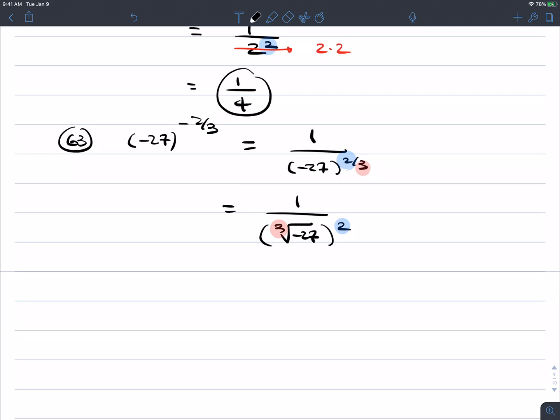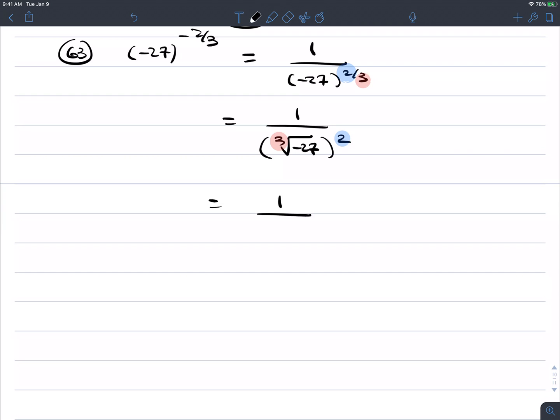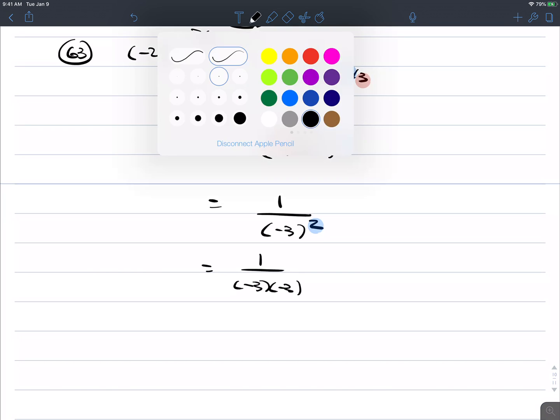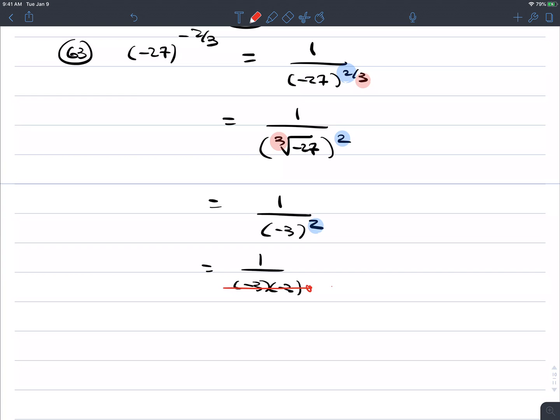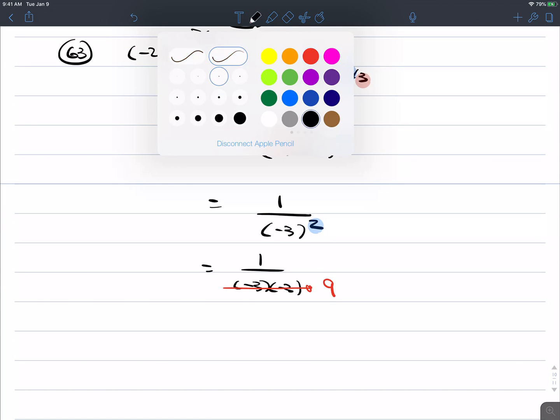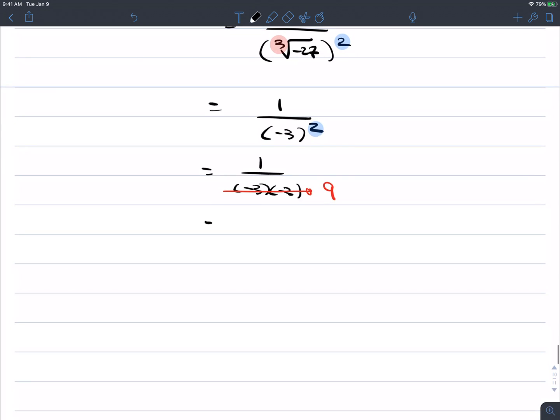Now, what is the cube root of negative 27? Positive 3 or negative 3? Remember, you can take cube roots of negatives. So that's negative 3 to the second power. Don't forget your power 2 is there. So we have 1 over negative 3 times negative 3. And you guys happen to know that's going to be 9. Is that true? So you have 1 over 9.